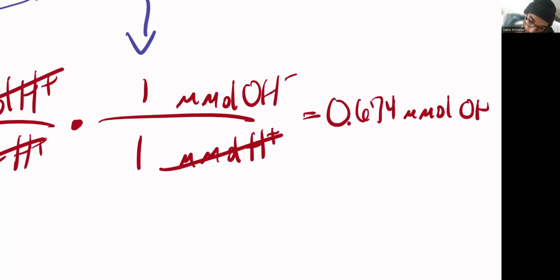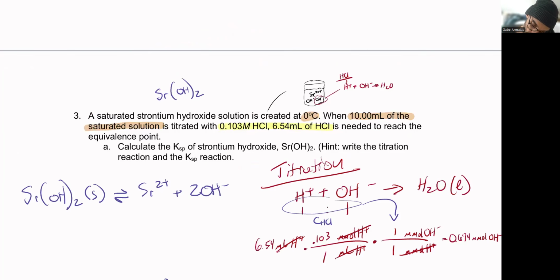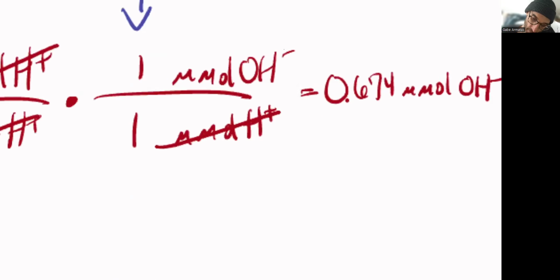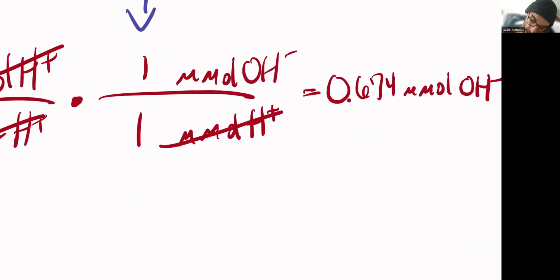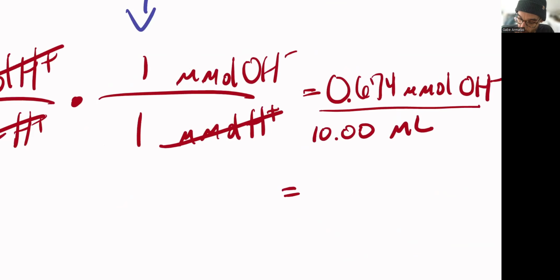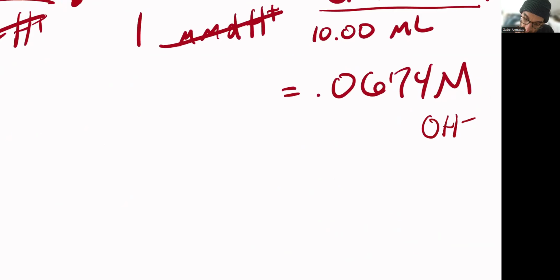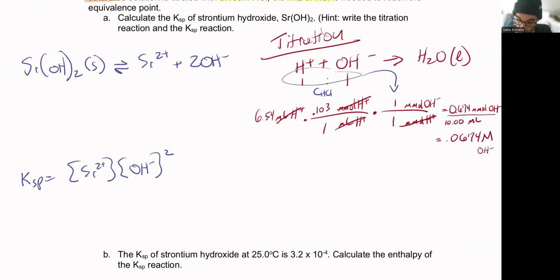How big was the sample? The sample was of the concentrated solution, that 0.674 millimoles of OH was in a 10 milliliter sample. So that number of moles was in 10 milliliters, or 10.00. So ultimately, I end up with a concentration of 0.0674 molar OH minus. Great. So I have the concentration of my hydroxide already.